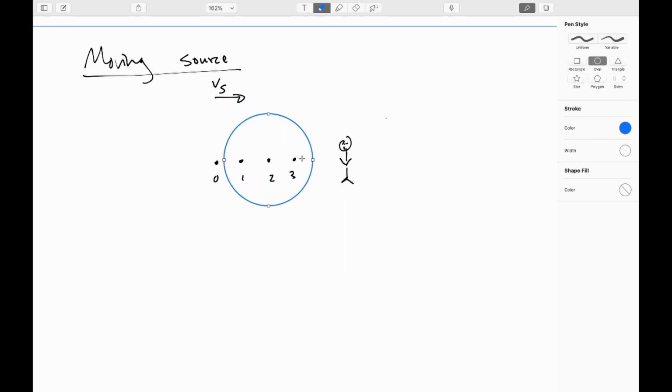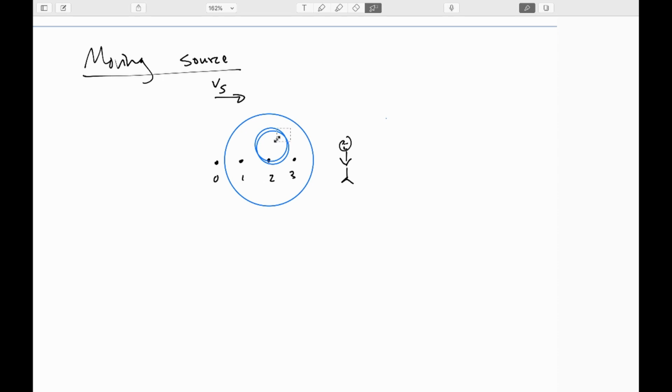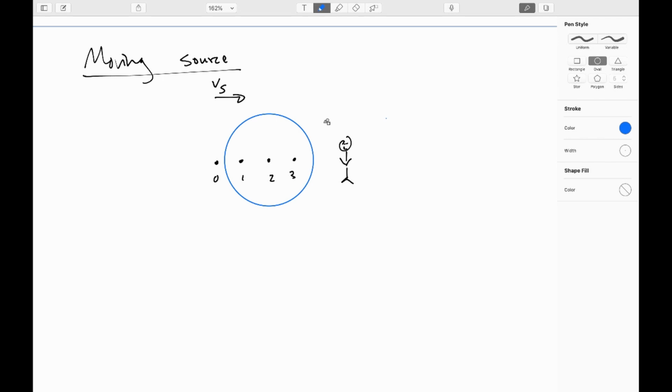There. So it'll be centered on position 2. Sorry about that. There we go. It'll be centered on position 2, but it'll be past position 3 because the wave is moving faster than the source. Now let's go take a look at when it was emitted from position 1.